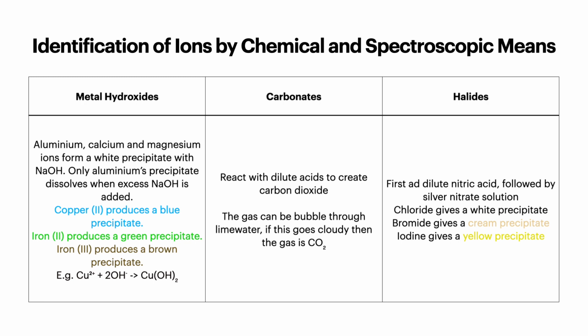Then moving on to carbonates: they react with dilute acids to create carbon dioxide, and this gas can be bubbled through limewater. If it goes cloudy, then the gas is CO2, and you can say that there is carbonate present. And then we've got the halides. First, add dilute nitric acid followed by silver nitrate solution. Chloride should produce a white precipitate. Bromide gives a cream precipitate, and iodide gives a yellow precipitate.